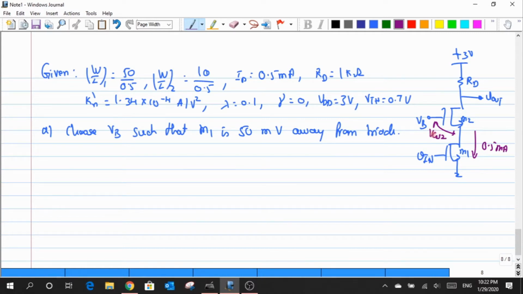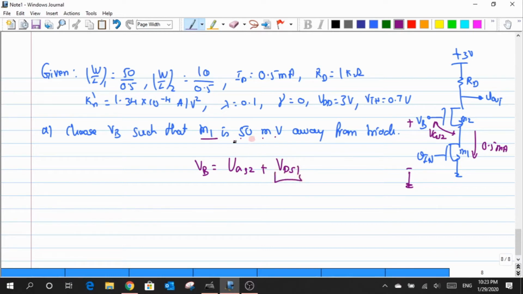As I said before, the value of VB is the potential that I have across the gate to the ground. This potential splits across two different components: one is VGS2, the other is across VDS2. According to the statement, my transistor M1 has to be 50 millivolt away from the triode. So what I have across it is VDS1, sorry, I keep repeating the same mistake.